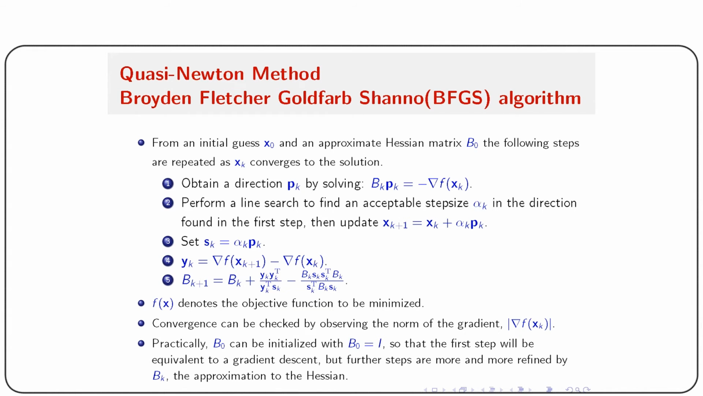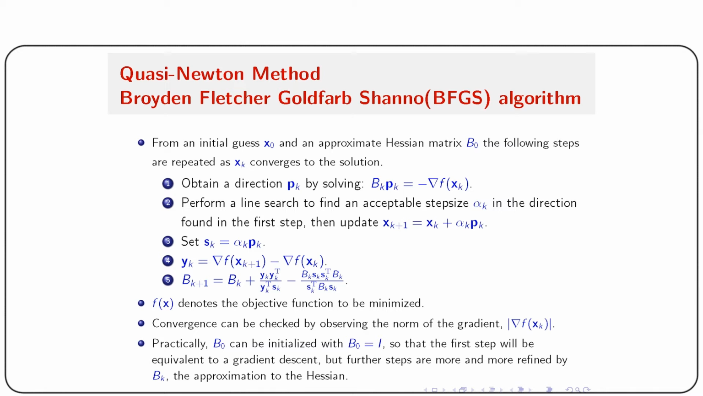Next we will move to the quasi-Newton method. The quasi-Newton method starts from an initial guess x naught and an approximate Hessian matrix B naught. The following steps are repeated until xk converges to the solution. Obtain a direction pk by solving Bk pk equals minus gradient f(xk). Perform a line search to find an acceptable step size alpha k in the direction found in the first step. Then update xk plus 1 equals xk plus alpha k pk.